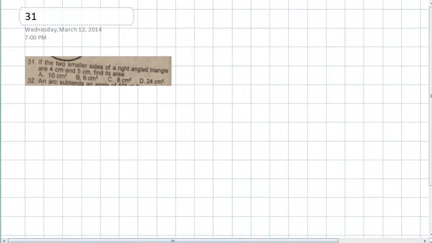So here we have question 31, and it says if the two smaller sides of a right-angled triangle are 4 and 5 centimeters, find its area. And I'll go ahead and use lines so that it would be a little bit easier to see instead of my squiggly hand drawing. When they say the two smaller sides, they mean the sides that aren't the hypotenuse. So this would be the 4 centimeters, let's say. This would be the 5 centimeters.